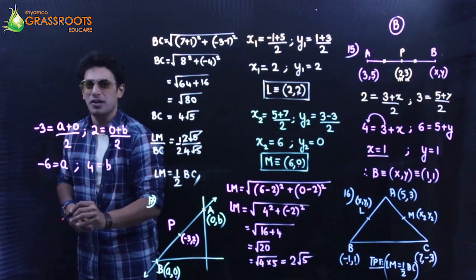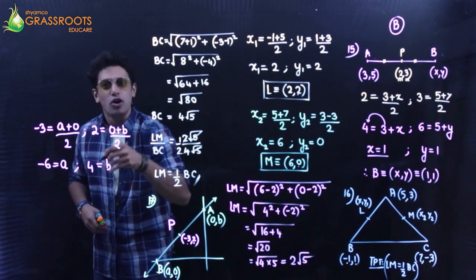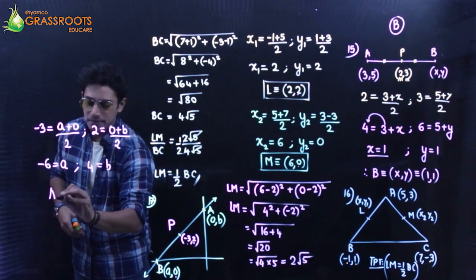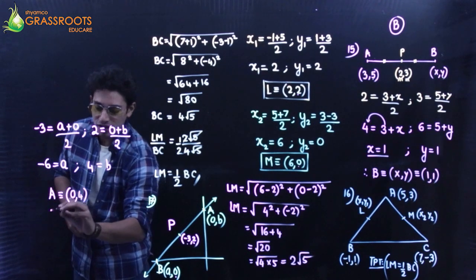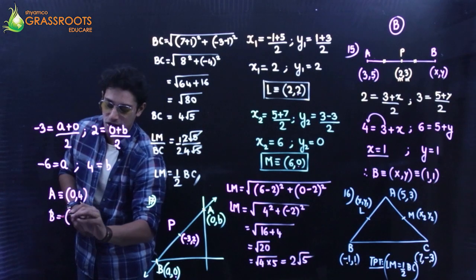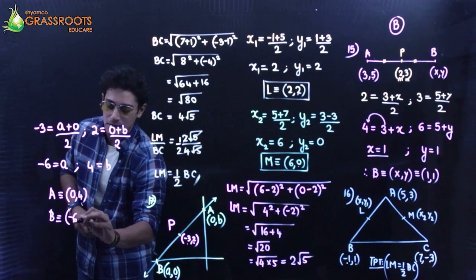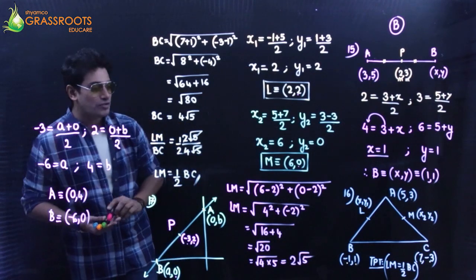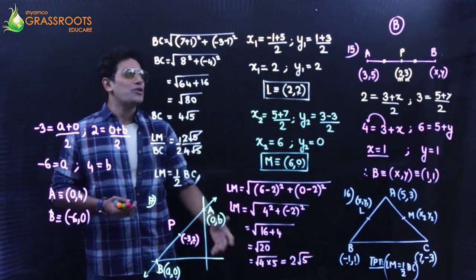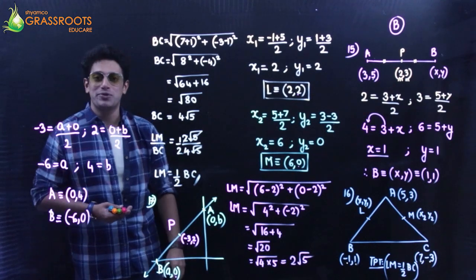So if I happen to write down the coordinates, A, which is 0, b, should be 0, 4, and B, which is a, 0, should be minus 6, 0. These are my coordinates of A and B. Right, a small question to solve. Go through these three. We have a lot more to solve.